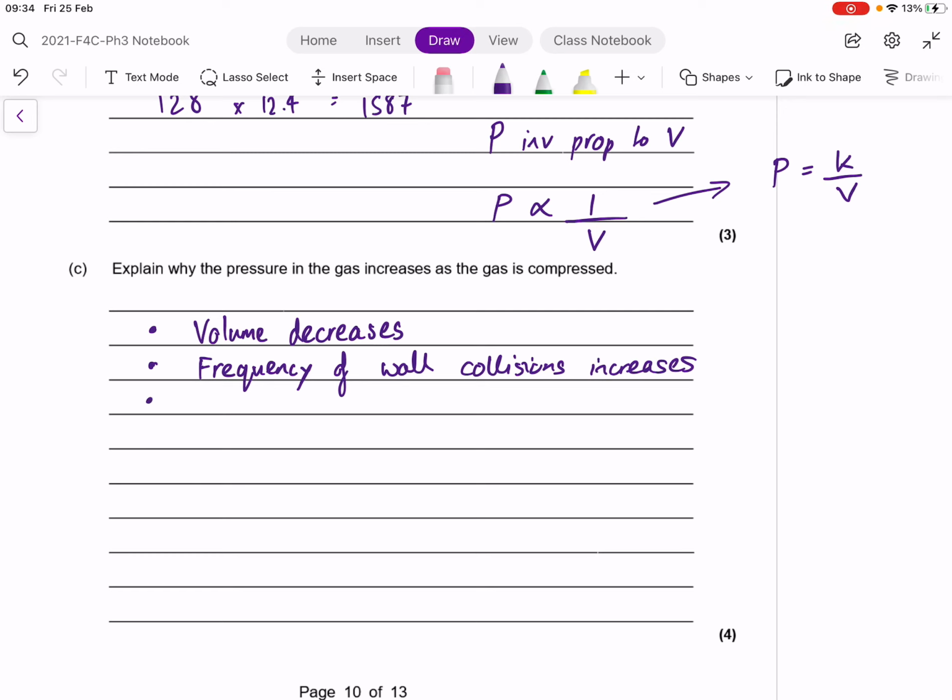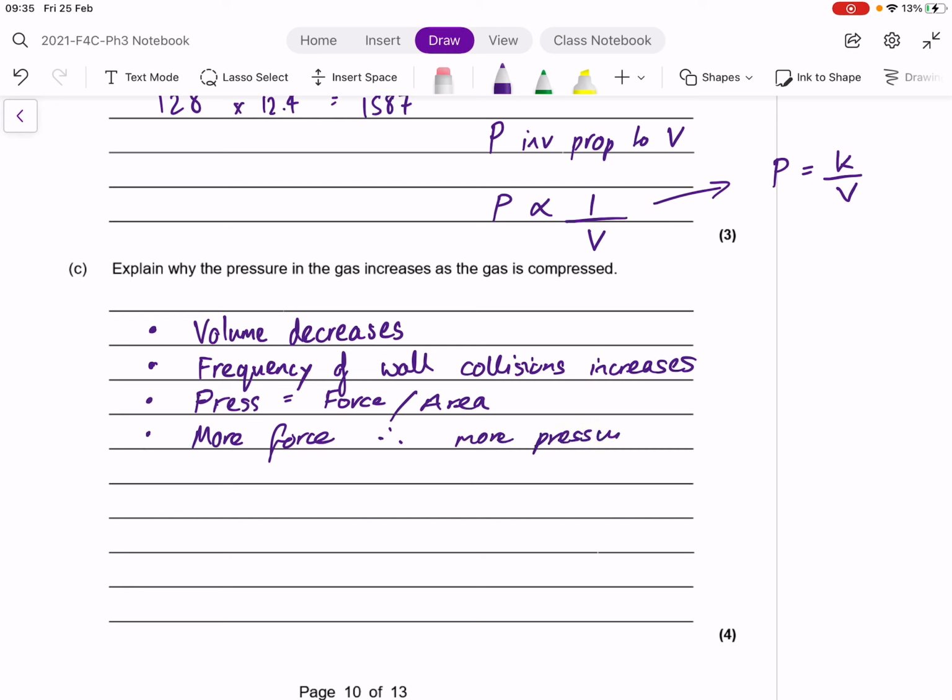So the force, let's say pressure is force over area. So there is more force due to these more collisions per second. So therefore, more pressure. I think that would be a pretty good answer there.